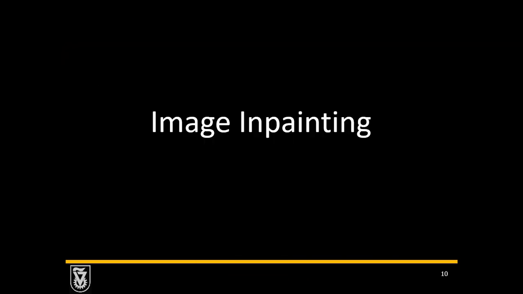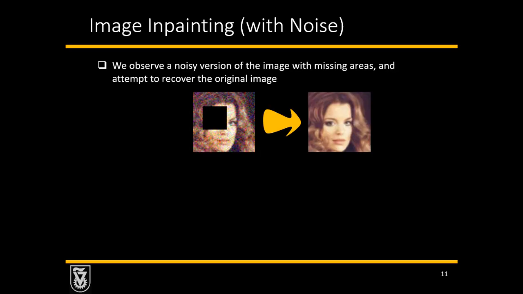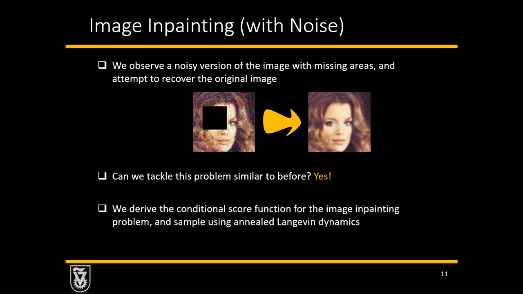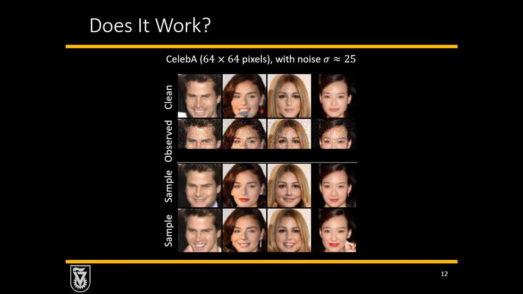Now, we also expand our algorithm to image inpainting, where we observe a noisy version of the image with missing areas, and we attempt to recover the whole original image. We tackle this problem similarly to before using annealed Langevin dynamics. We derive the conditional score function for this specific problem, and then we sample in the same way. The full details of the derivation are available in our paper. And here are some results.